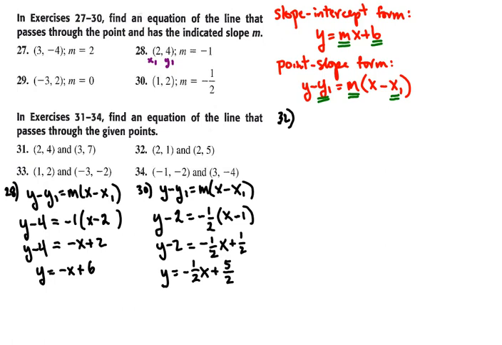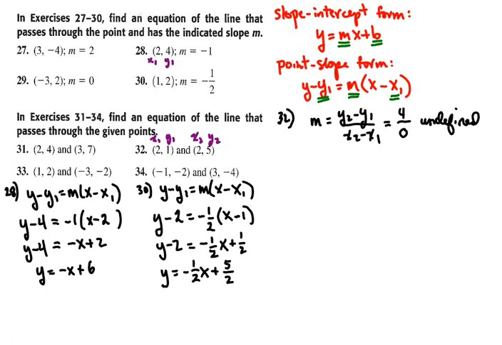In problem 32, we want to do something a little bit different. We want to find the equation of a line that passes through 2 points. Here we have 2 points, and the first thing that we'll need to do is to find the slope of the line passing through those 2 points. So we start with y2 minus y1 over x2 minus x1. Our y2 is 5, our y1 is 1, so 5 minus 1 is 4. x2 is 2, x1 is also 2, and 2 minus 2 is 0.